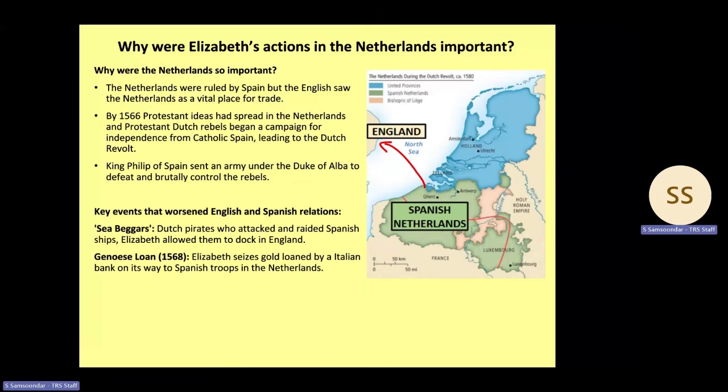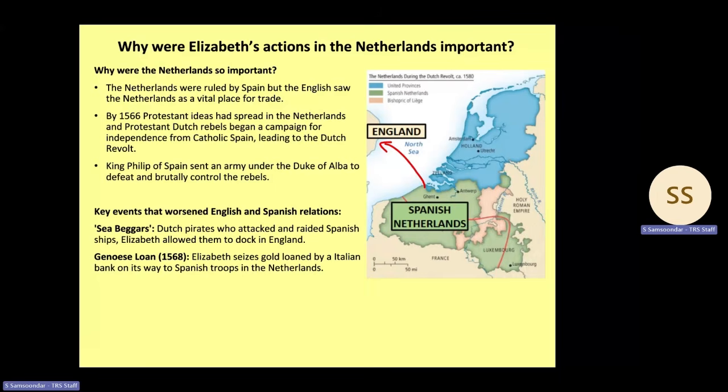The Genoese loan is one of my favorites. So the Genoese loan involves the fact that even though Spain are getting all these resources from the New World, from the Americas, lots of gold, and are very wealthy, it's still very expensive to fund a military campaign. And they were running low on funds a few years into dealing with the Dutch revolt. And so they secure a loan from an Italian bank in specifically the area of Genoa. That's why it's the Genoese loan.